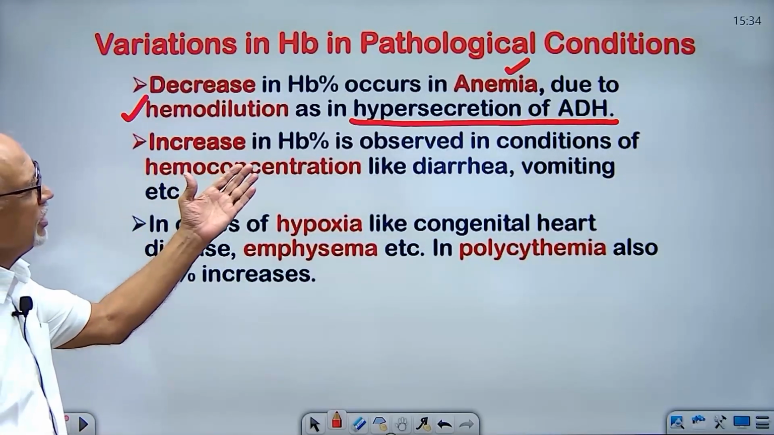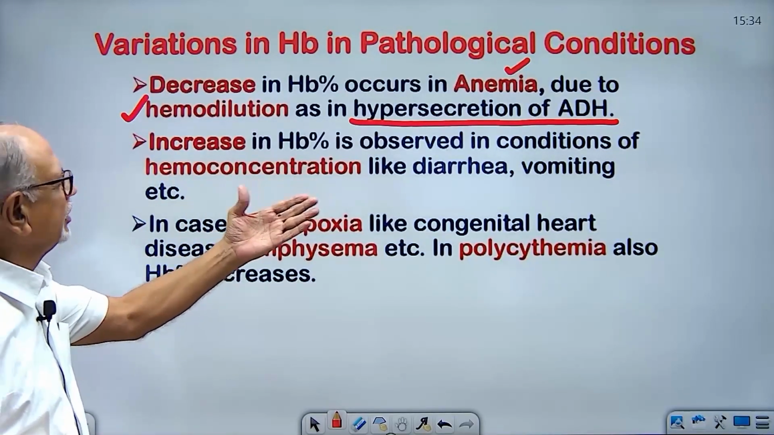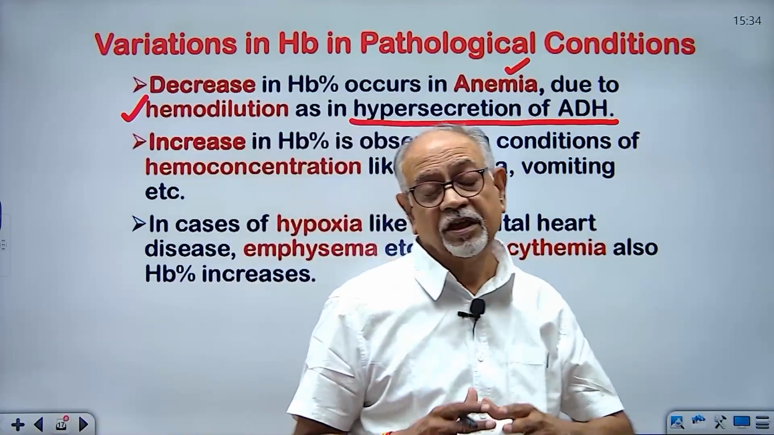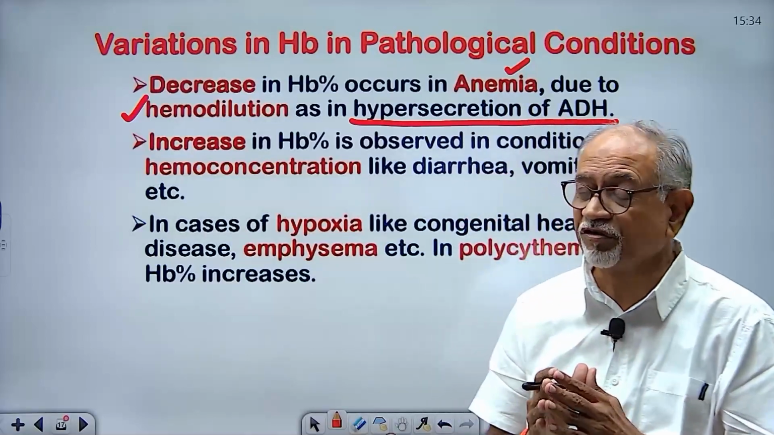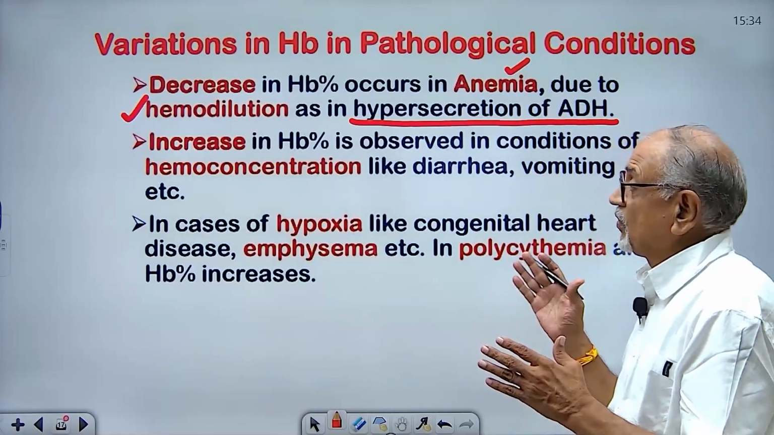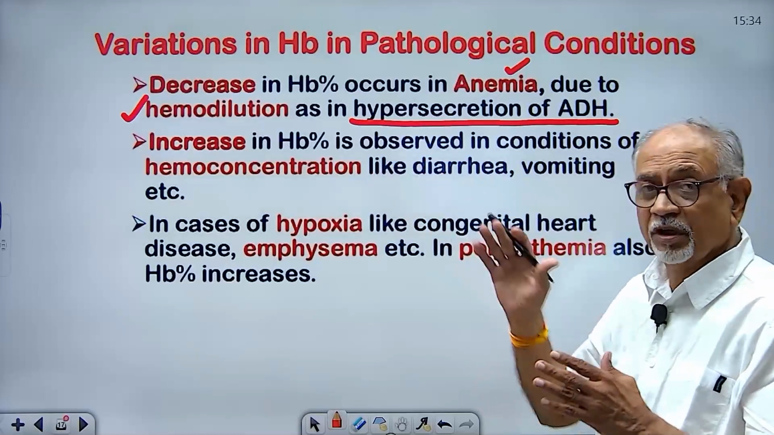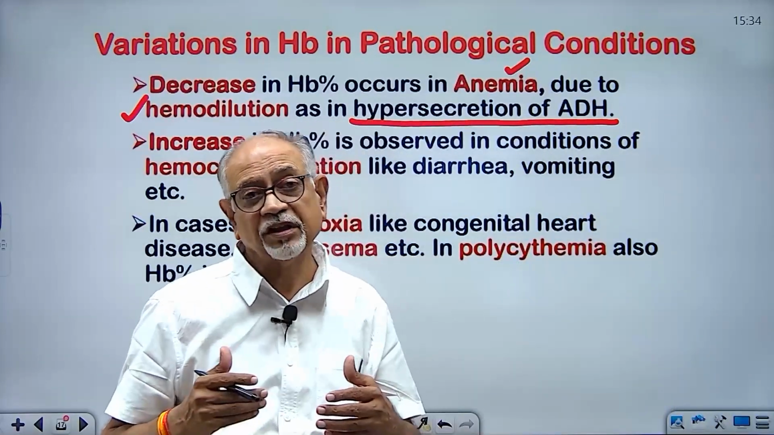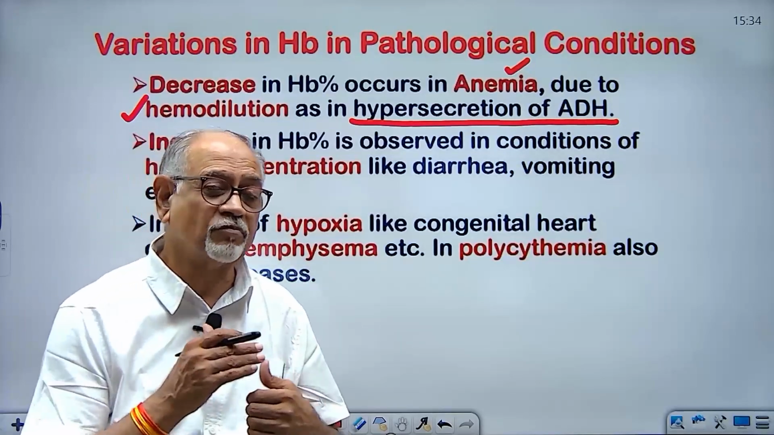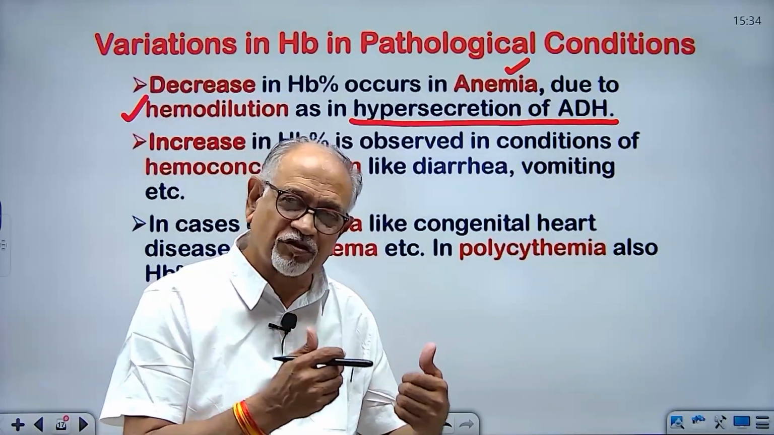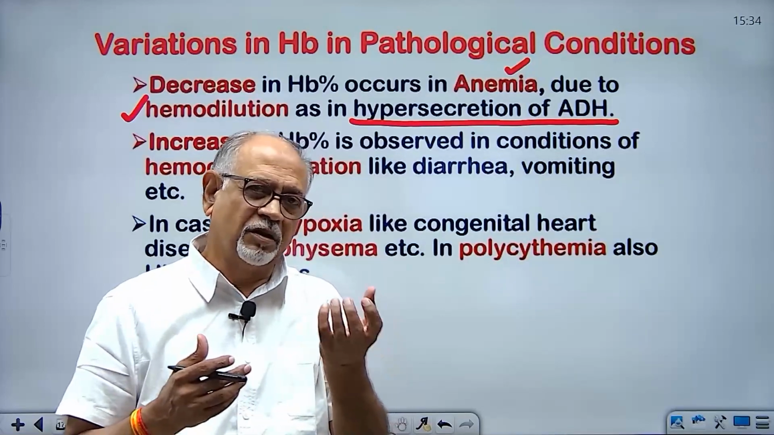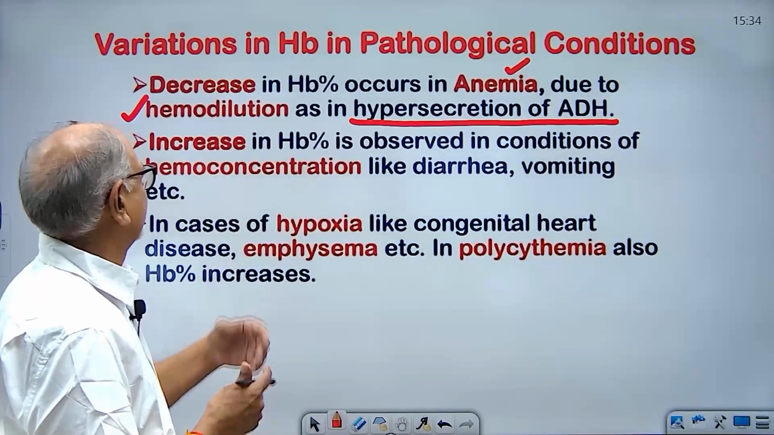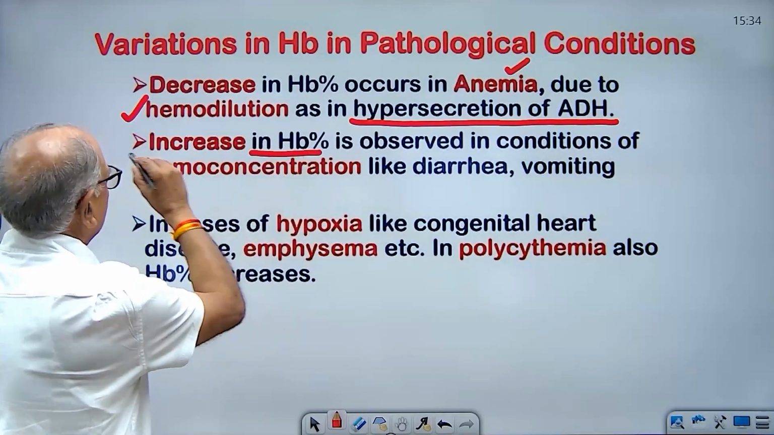Now, an increase in Hb percentage is observed in conditions of hemoconcentration. Conversely, if the blood becomes concentrated, then the percentage of hemoglobin will increase. As you see, in any case when fluid or water content is lost from the body, the blood becomes thicker and denser, and in that case the hemoglobin percentage will increase.